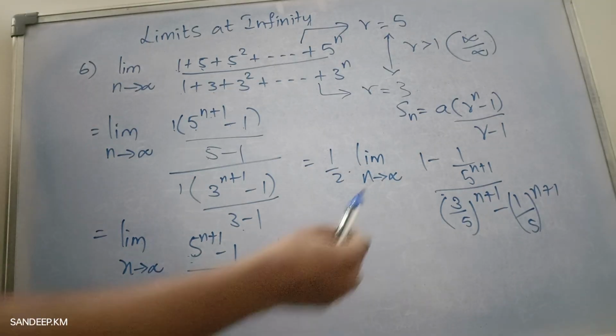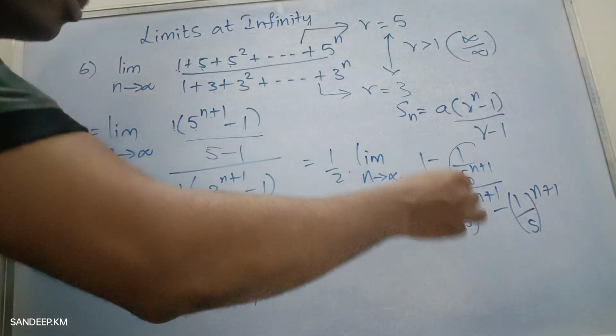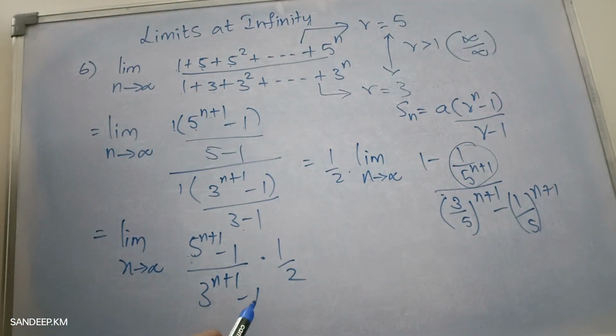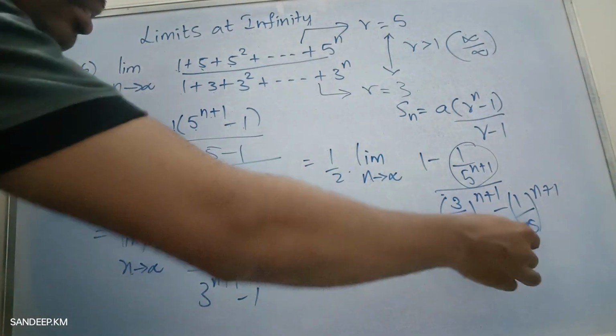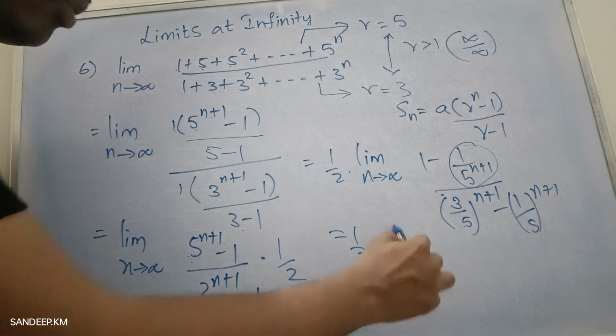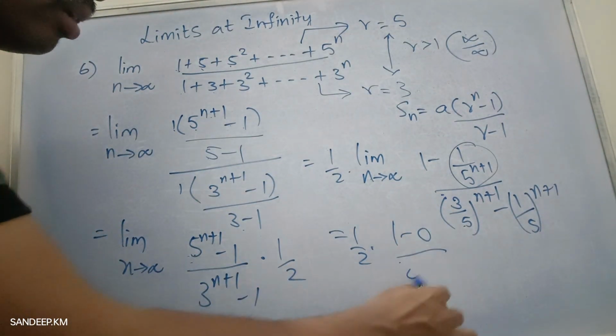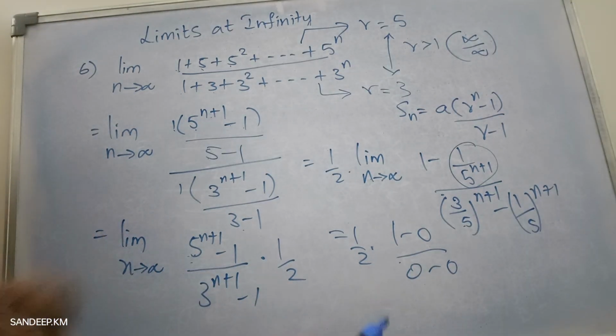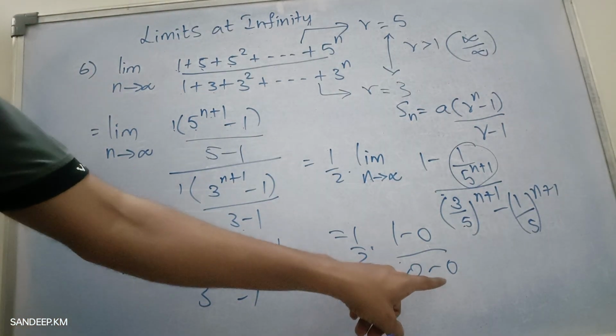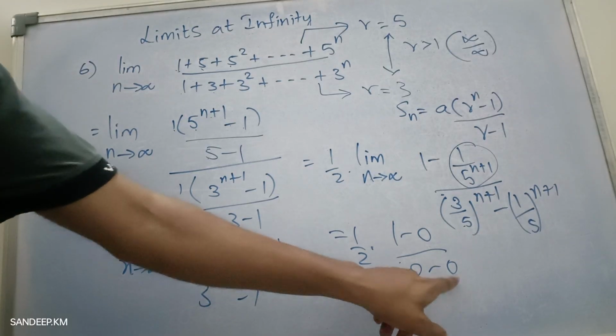So now as n approaches infinity, this will be 0 because it becomes a proper fraction to the power infinity. This is 0, this is also 0. It looks like 1 by 2 into 1 minus 0 divided by 0 minus 0. But you know the denominator is not exactly 0 minus 0. It is 0 point something minus 0 point something.